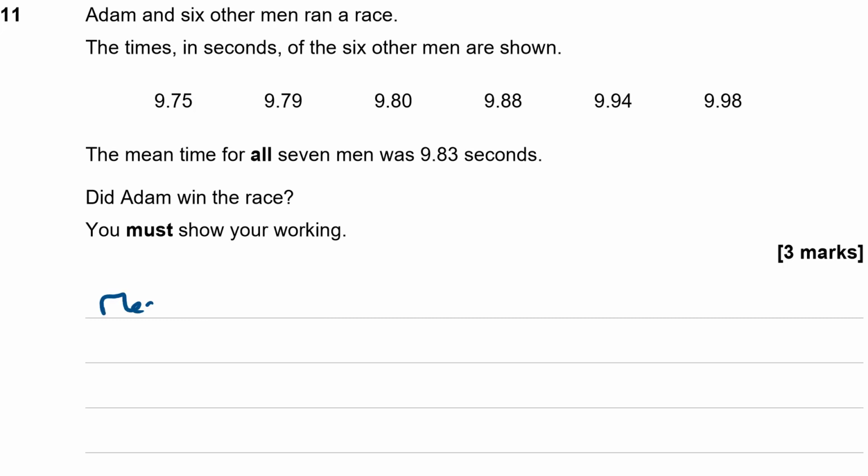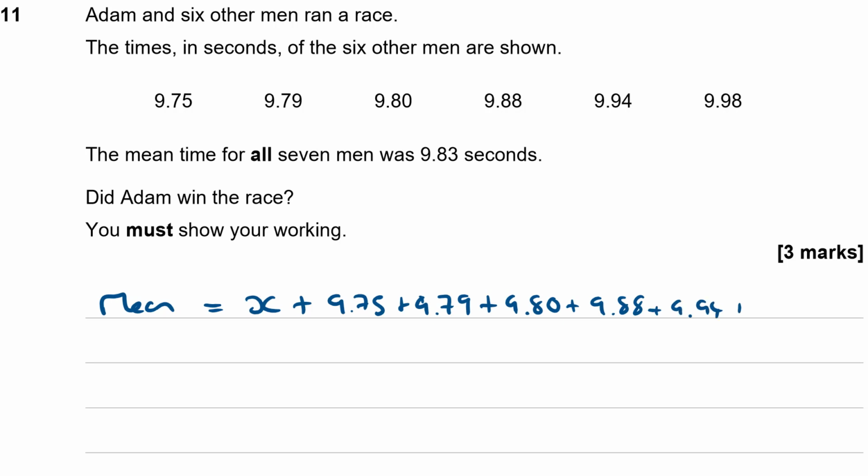So we would calculate the mean by adding all 7 values together and then divide by 7. So x, Adam's value, plus all the other gents, 9.79, 9.80, 9.88, 9.94 and 9.98, all divided by 7 because there were 7 runners, and we know that that is equal to 9.83.